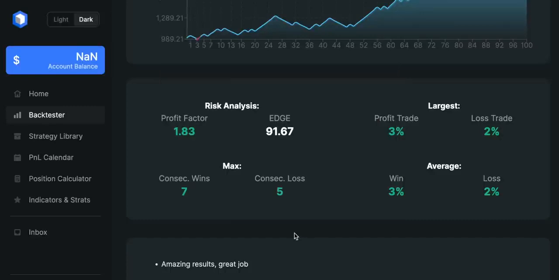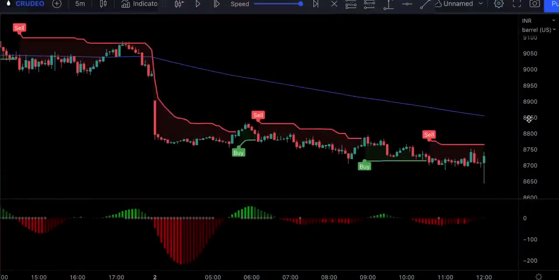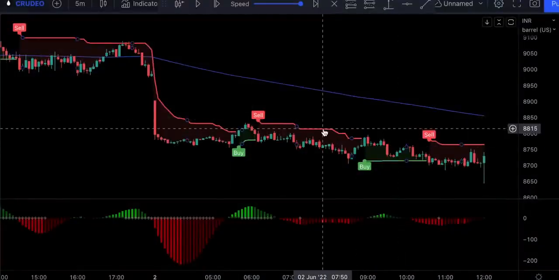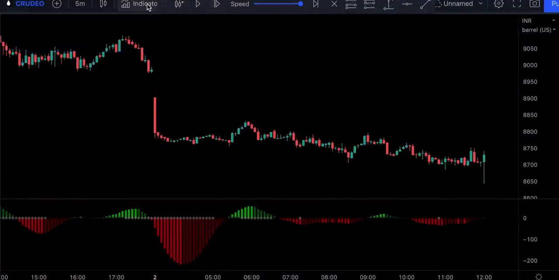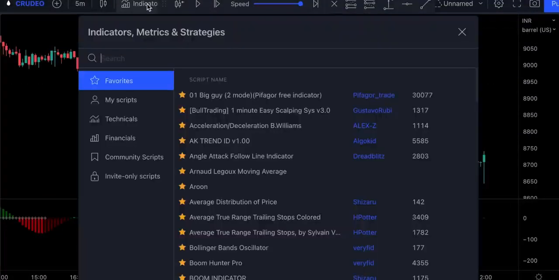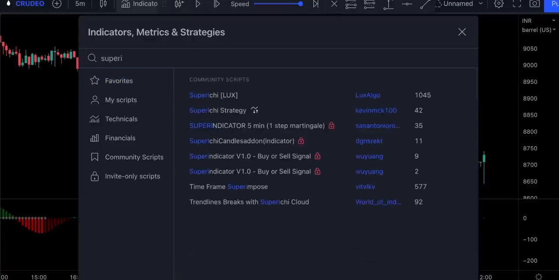And now I'm going to try to improve this strategy by replacing some of those indicators. So first off, let's get rid of the super trend and the exponential moving average. Now let's go into our indicator section and search for Super Ricci. This indicator by Lux Algo.